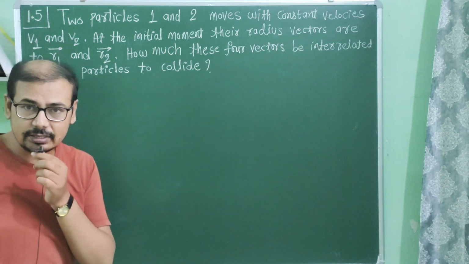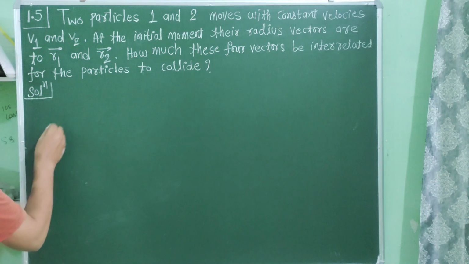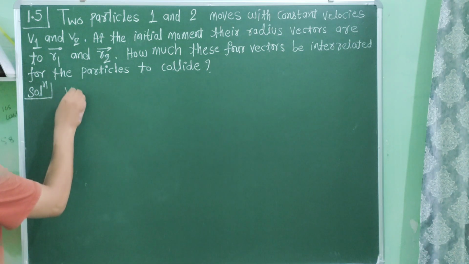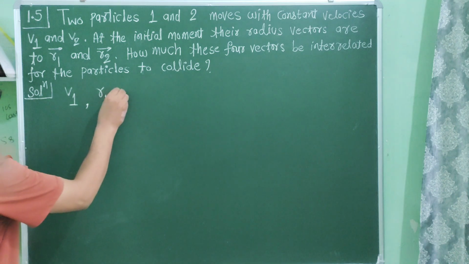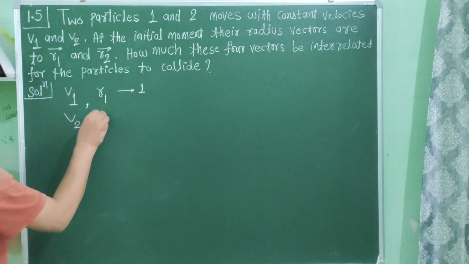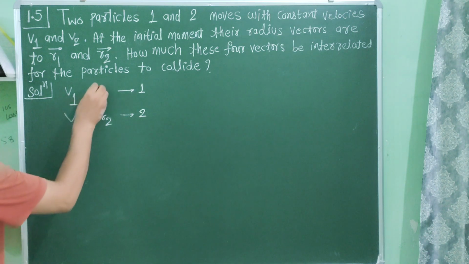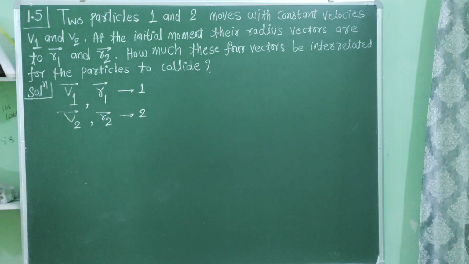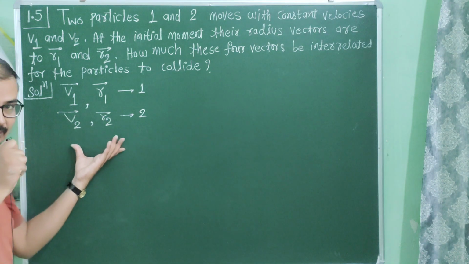This is a very important question. Here four vectors are given. First vector v1 and position r1 for the first particle, and v2 and r2 for the second particle. Clear? These are the four vectors. We have to calculate the relation between these vectors.